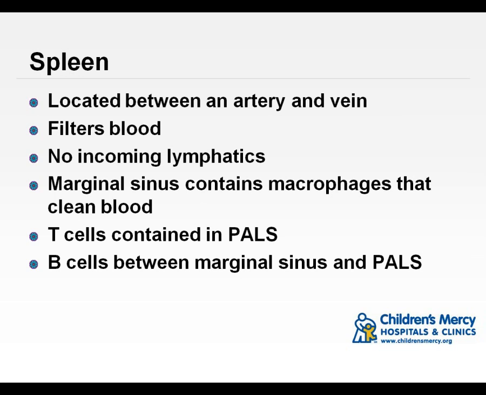I think it's the arteriolar lymphoid sheath or something like that. Anyway, not important right now. B cells are located between the marginal sinus and the PALS. So again, lymphoid organs are just organizing the cells into relevant places to do their job.